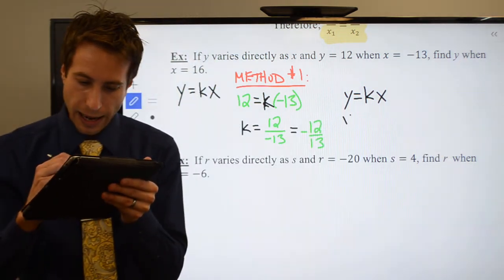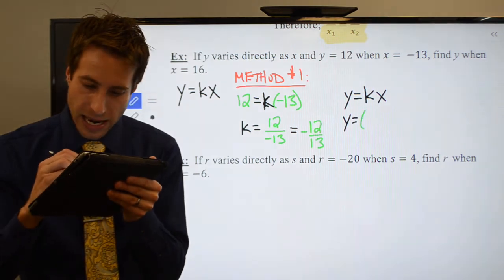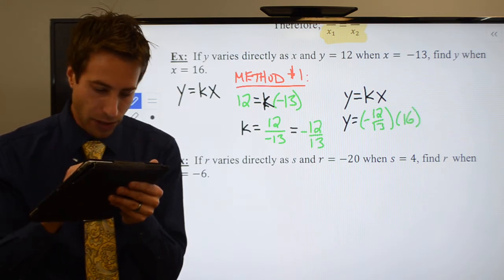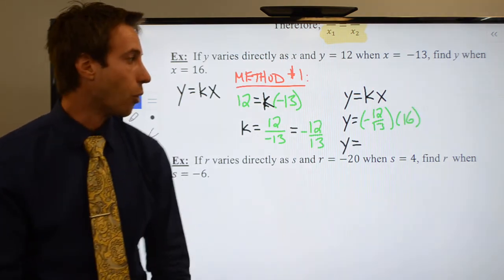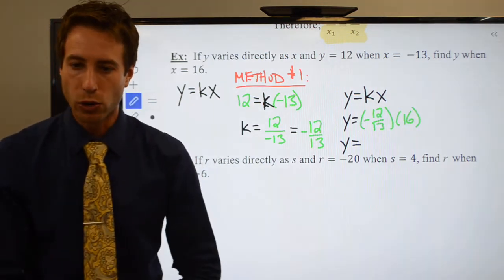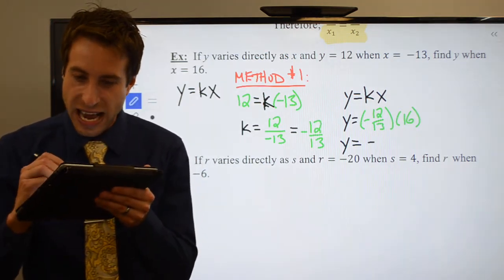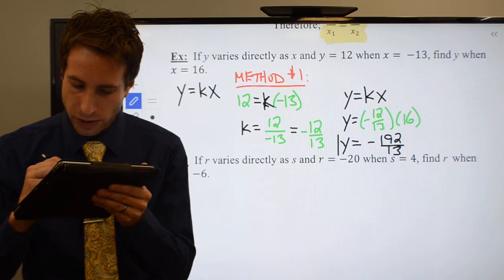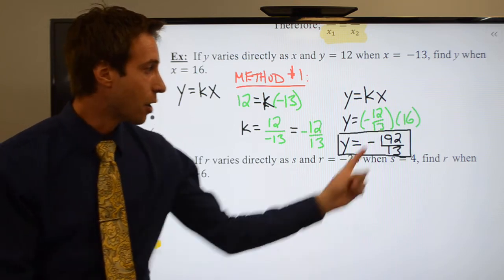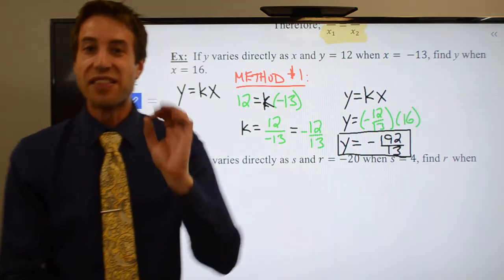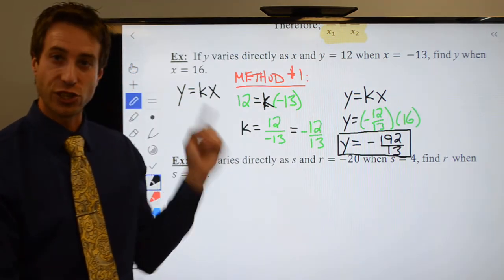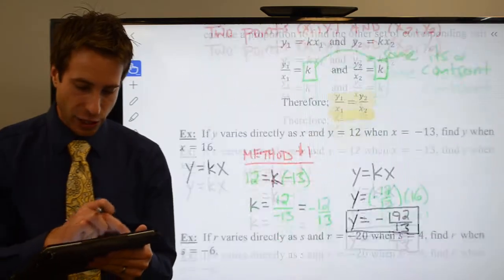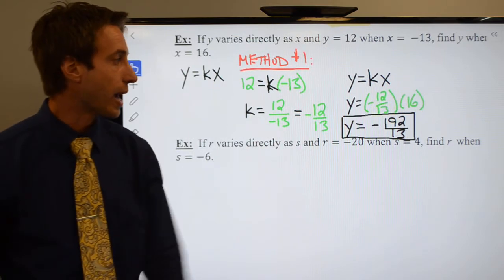So we will have y is equal to negative 12/13 times 16, which is my new value for x. Well, a calculator will quickly let you figure out that that's equal to negative 192 over 13. So there you go. y is equal to negative 192 divided by 13. That's the first method. You can go ahead and use the direct variation equation, y equals kx, and I use that direct variation equation to find this.